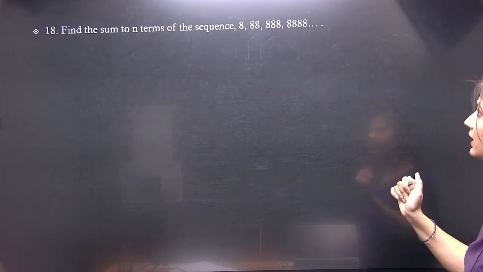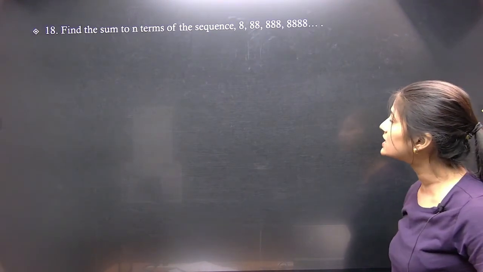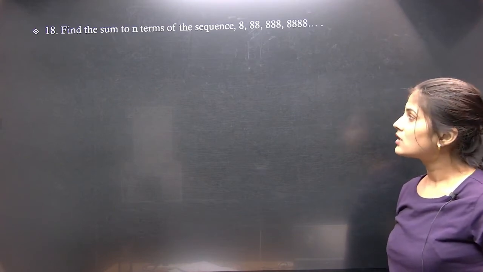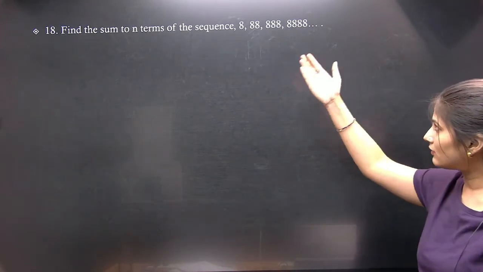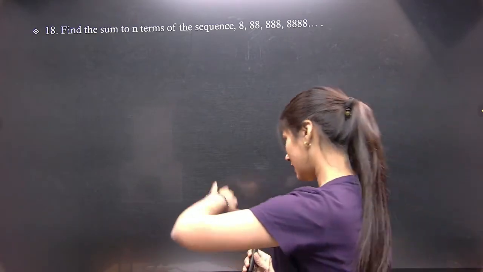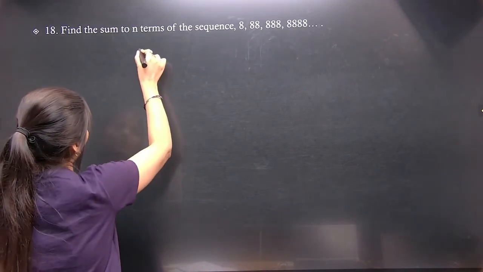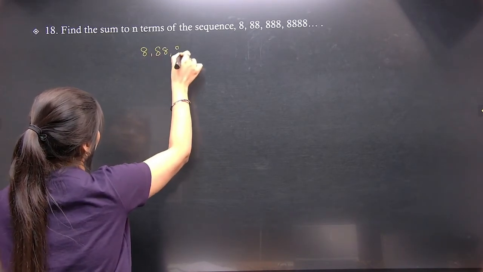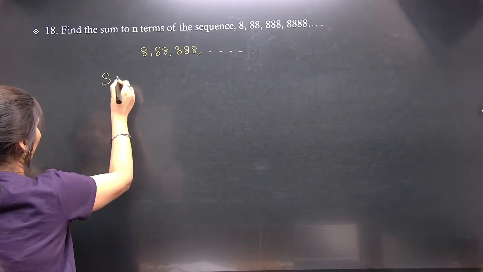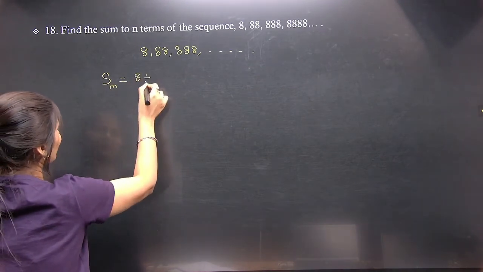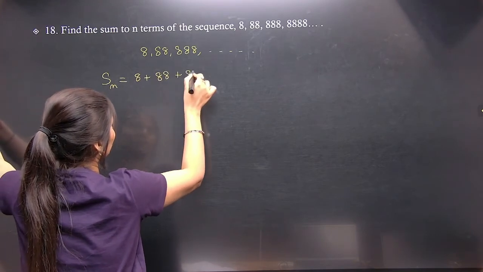Next question is question number 18. Question number 18 says, find the sum of n terms of the sequence 8, 88, 888 and goes on. If the question is in this form, it can be 5, 55, it can be 1, 11, 111 like that. So, in all such type of questions, you have to follow a single rule. See what it says. 8, 88, 888 and goes on like this. You cannot apply the formula of GP here, okay? Not now. So we need to find this sum.